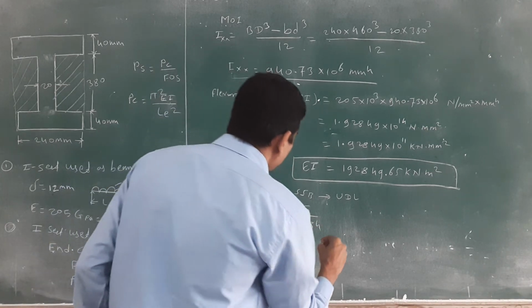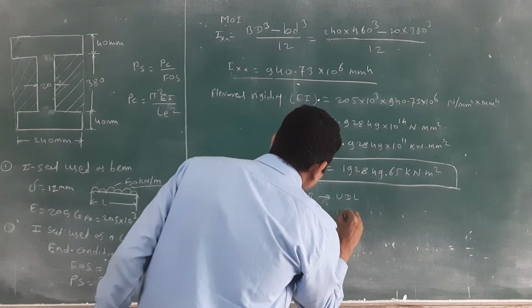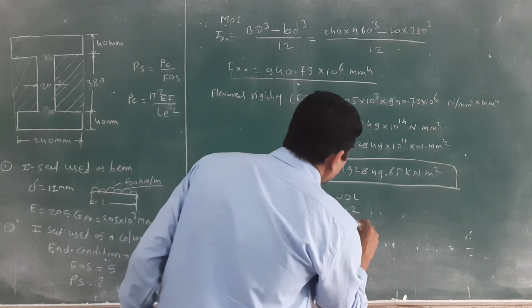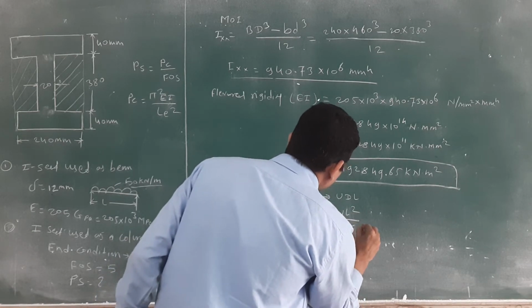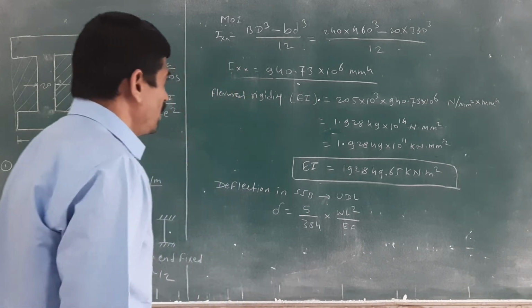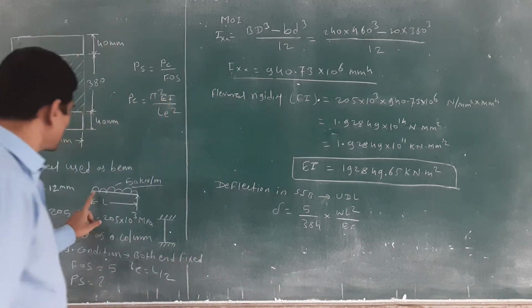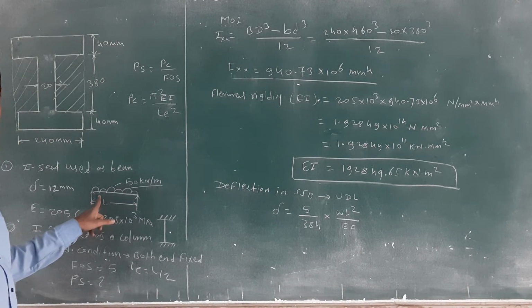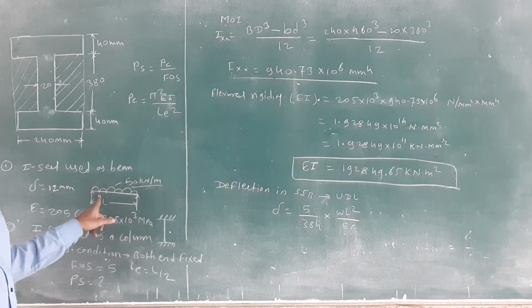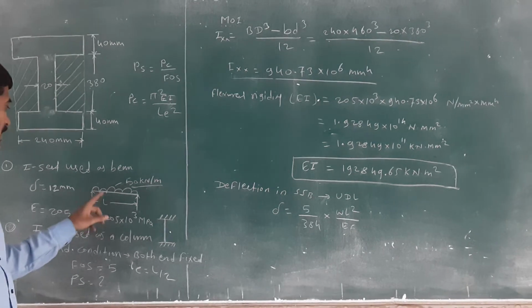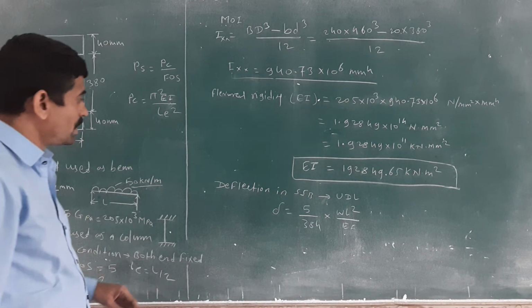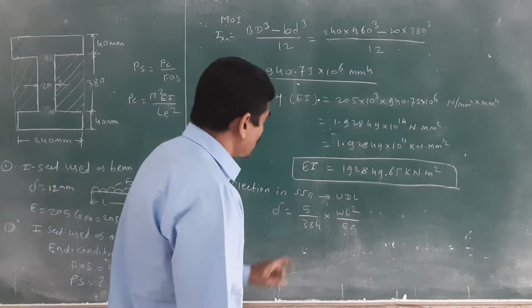Check that. 5 divided by 384, WL square divided by EI. This is the standard formula for that standard condition. We have seen it in unit number 3 again, slope and deflection. Then you should put the values in that equation.